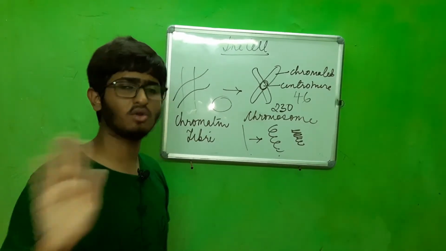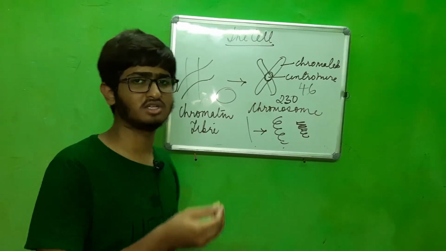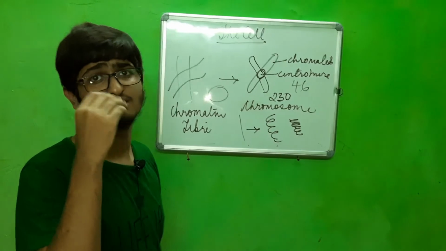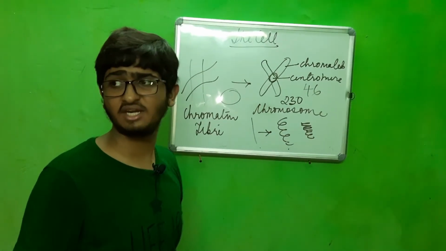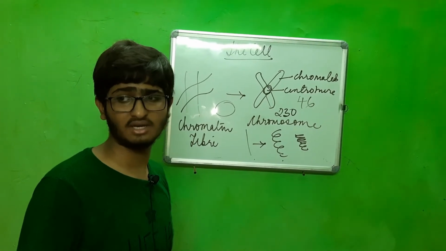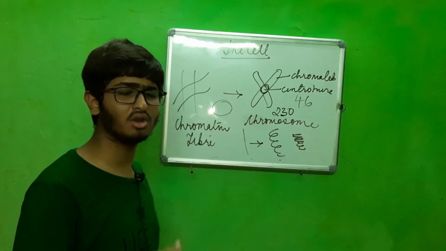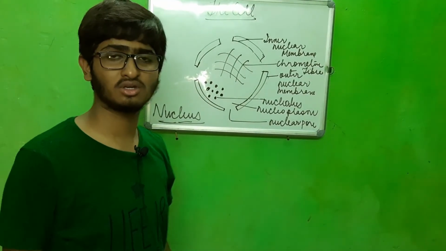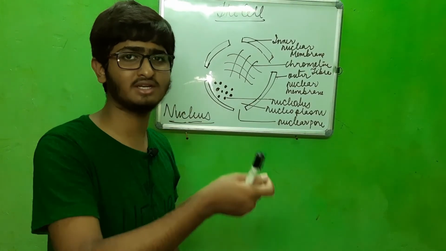But it would never be wrong to say chromatin fiber as well. If asked what is the function of chromatin fiber, it would also be correct to say that it carries the hereditary information from the parent cell to the daughter cell at the time of cell division. That is all about the class.